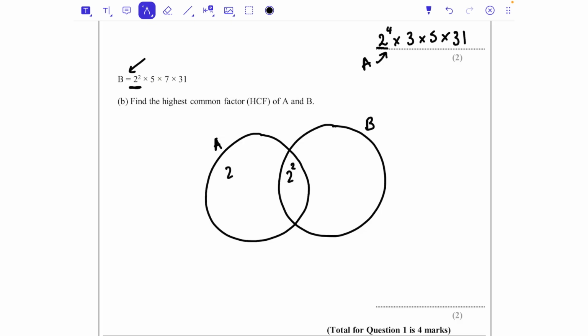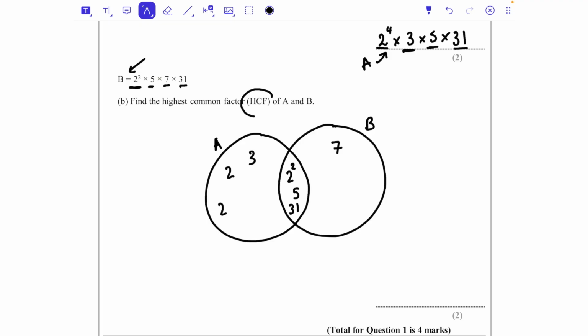However, on A, we've got another 2 and another 2 left over to go on the outside. This one has a 3, but this one doesn't, so we're going to put that on the outside there. They've both got a 5, so we can put that in the middle. And B has got 7, so that needs to go on the outside. And they've both got 31, so that can go in the middle.